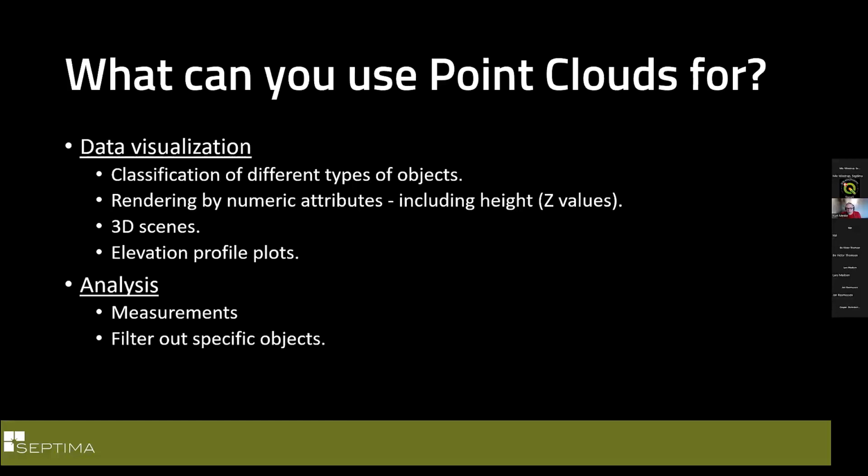You can also filter out specific objects. So for example, you could filter the point cloud to show just the trees or just the buildings in a dataset. And you can actually then save those as new point cloud datasets. And you can convert point clouds to both raster and vector data if that's important to your workflow.